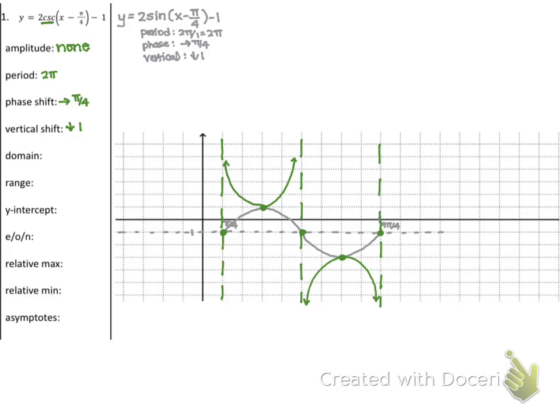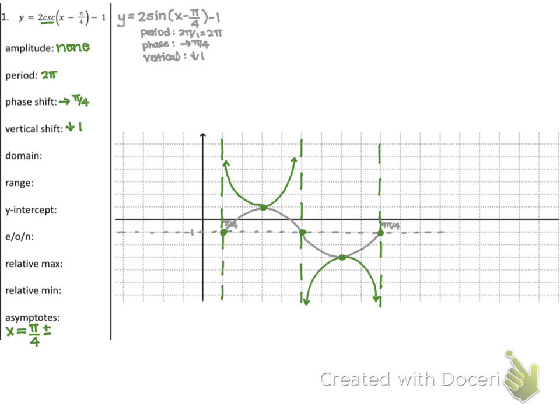Okay, so first thing, let's figure out where these asymptotes are. Asymptotes are vertical, so let's do x equals. It looks like there's 3 of them. You can pick whichever one you want. The first one is at pi over 4, so I'm going to do pi over 4 plus or minus.